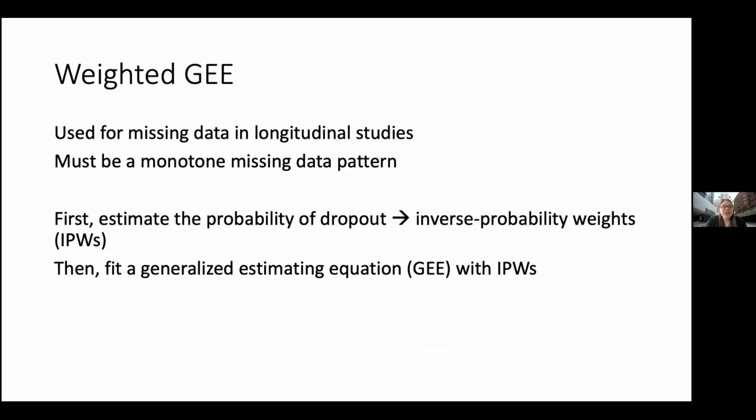And the next is weighted GEE. If you are familiar with GEE, it's called generalized estimating equation. This is sort of an extension of those different models. It's used mostly for longitudinal studies, because we have to have that monotonic missing data pattern, right? Where if we look over time, we have more and more missing. There are 2 steps to weighted GEE. First, you estimate the probability of dropout or probability of missingness, creating an inverse probability weight. And then we fit a GEE with those weights, and we get this weighted GEE that can handle those missing data.